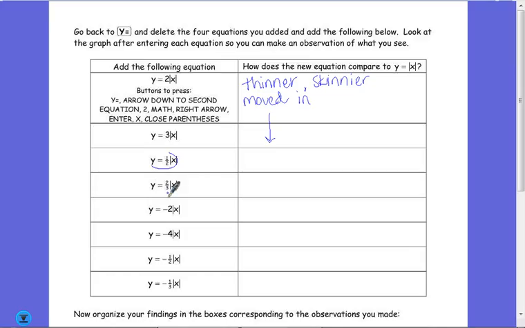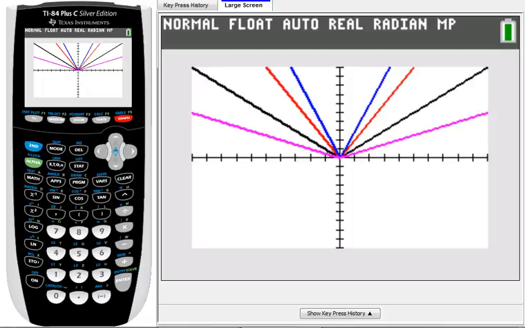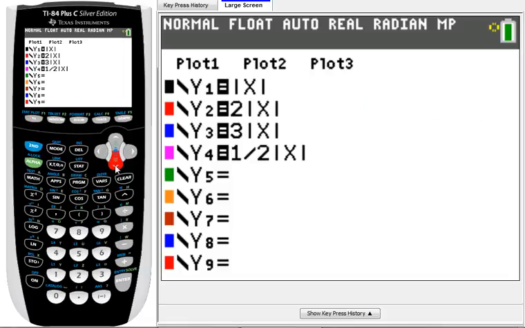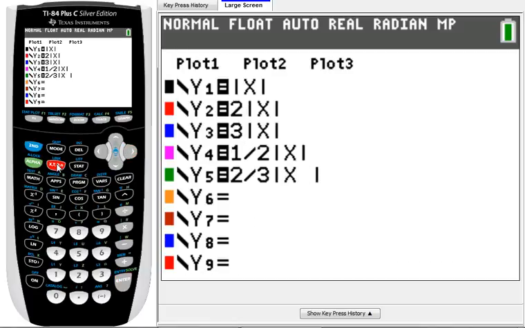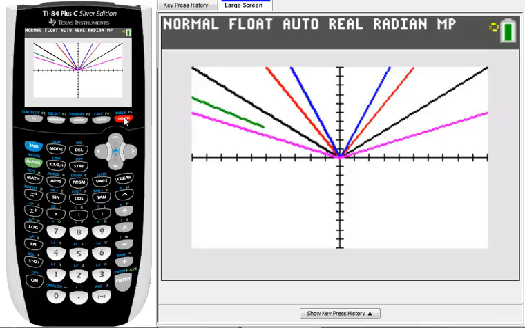Now we have 2/3 in front of our x. So y equals, and go down to the fourth block. So we're going to put in 2/3, math, arrow right, absolute value, x. So what do we see going on here? Well, you should notice again, here's the black one. We used words like thinner and skinnier when we talked about the blue and the red one. But these aren't thinner and they aren't skinnier.